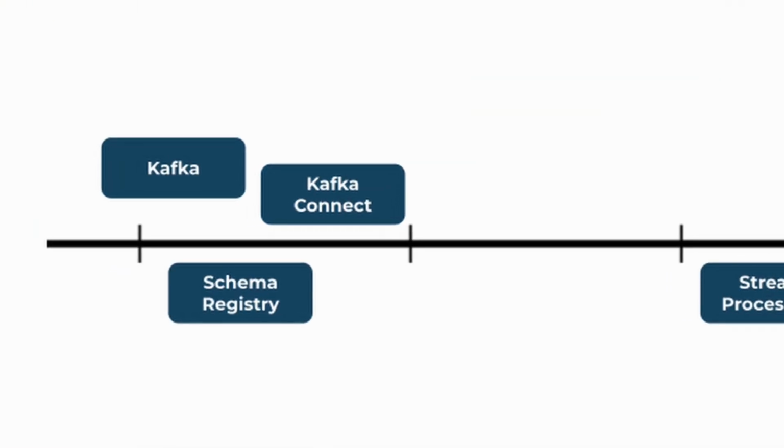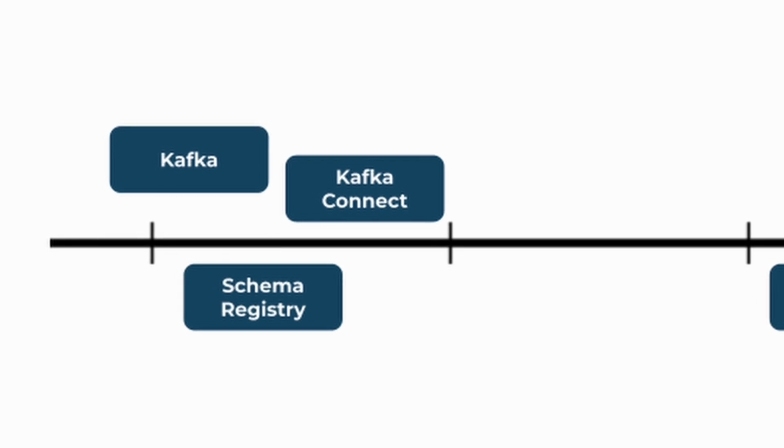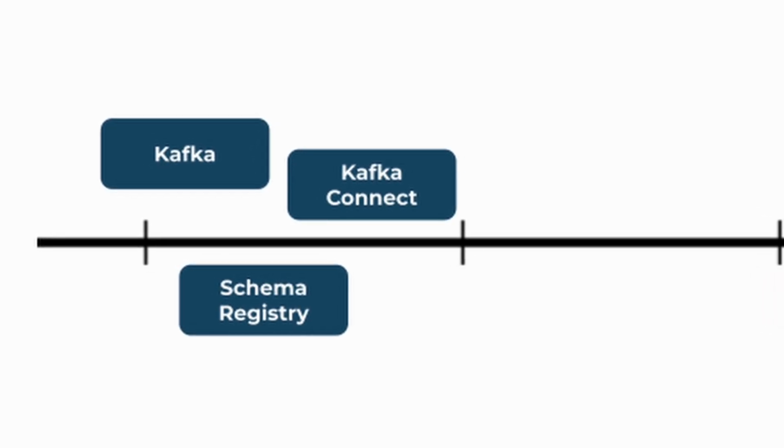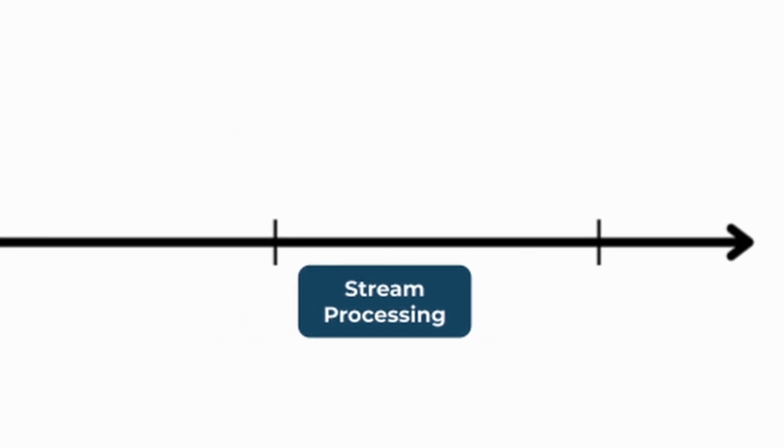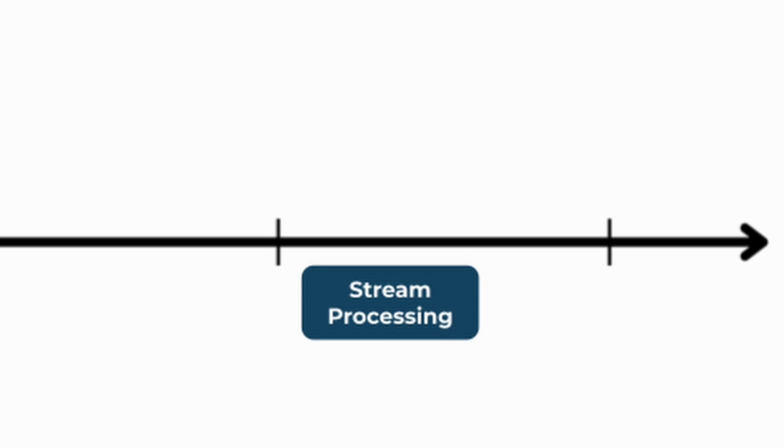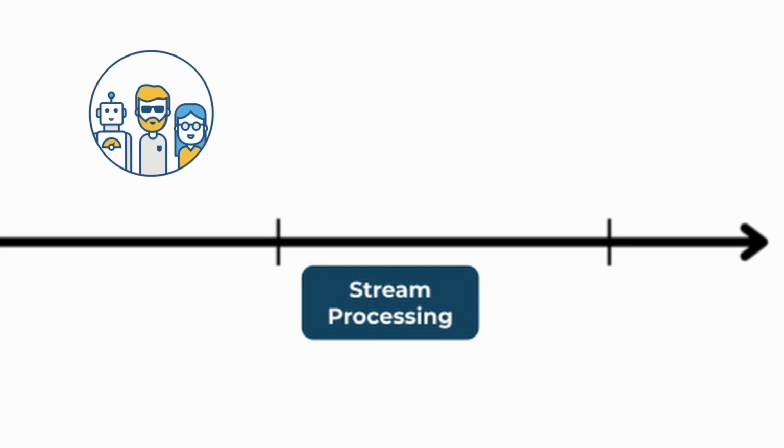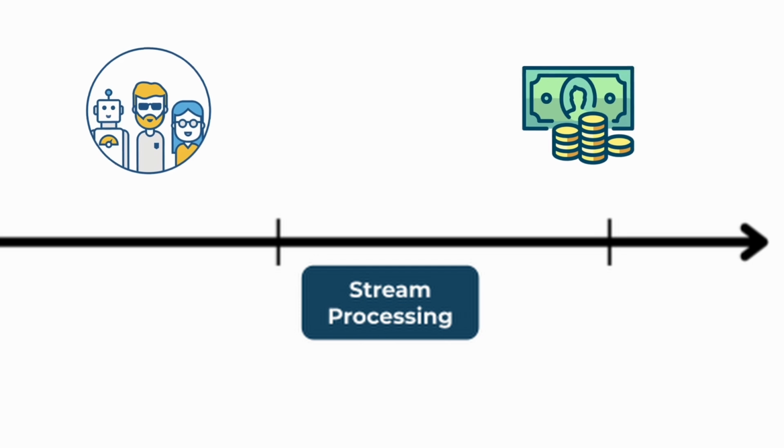So, while Kafka Connect and Schema Registry are essential for most organizations using Kafka at scale, stateful stream processing is often added later in the data streaming journey. It's a capability you introduce when your platform team is more established and you've identified clear, high-value use cases.